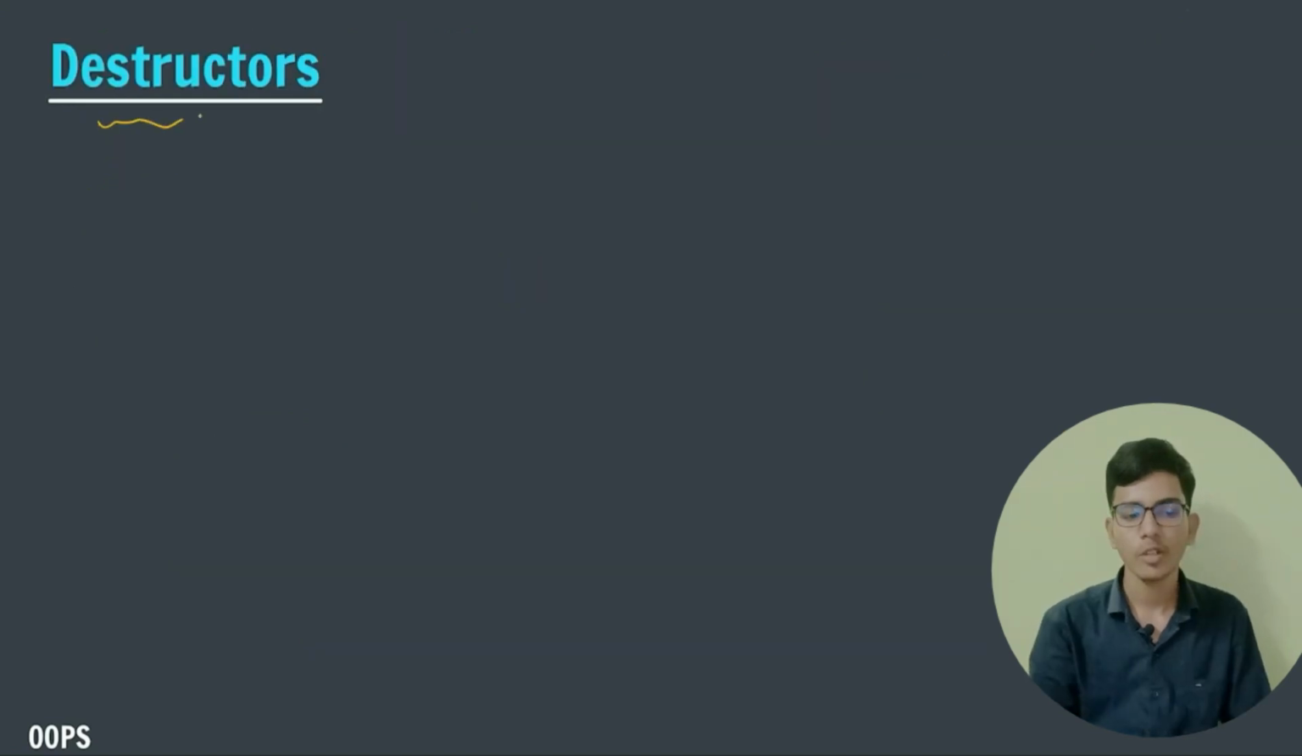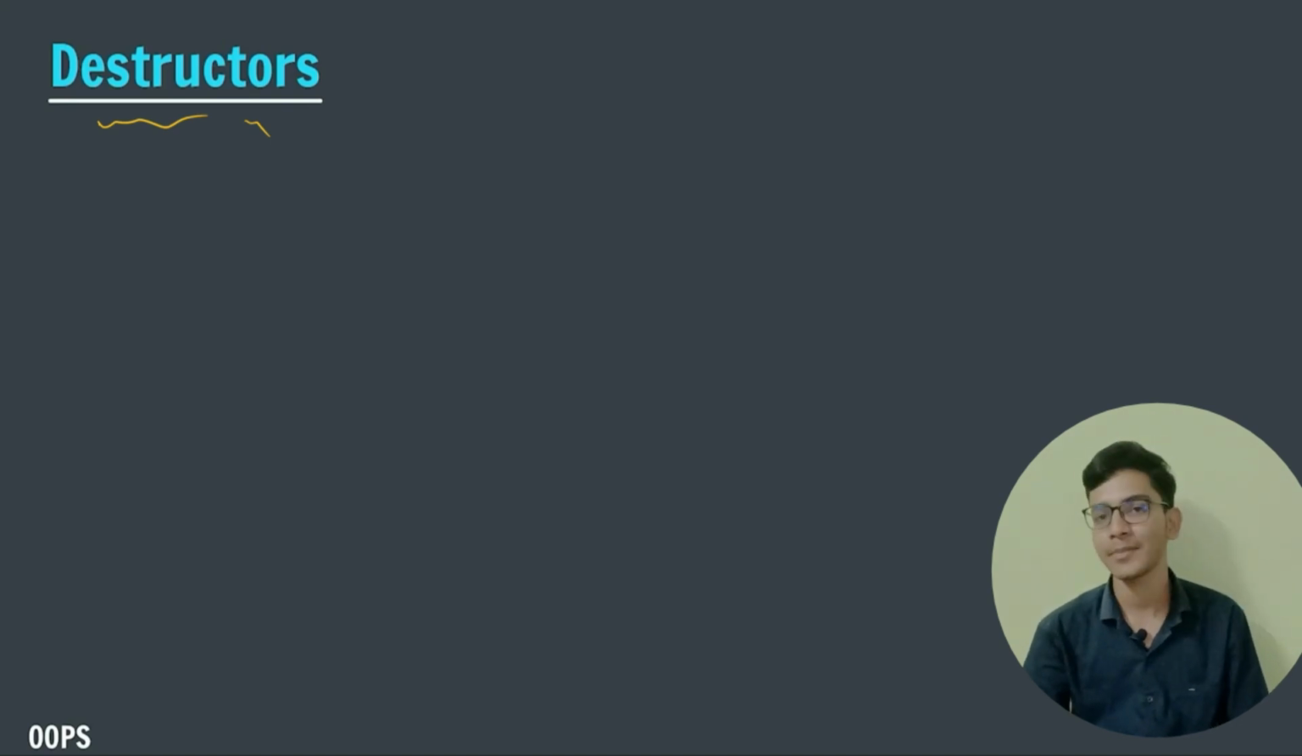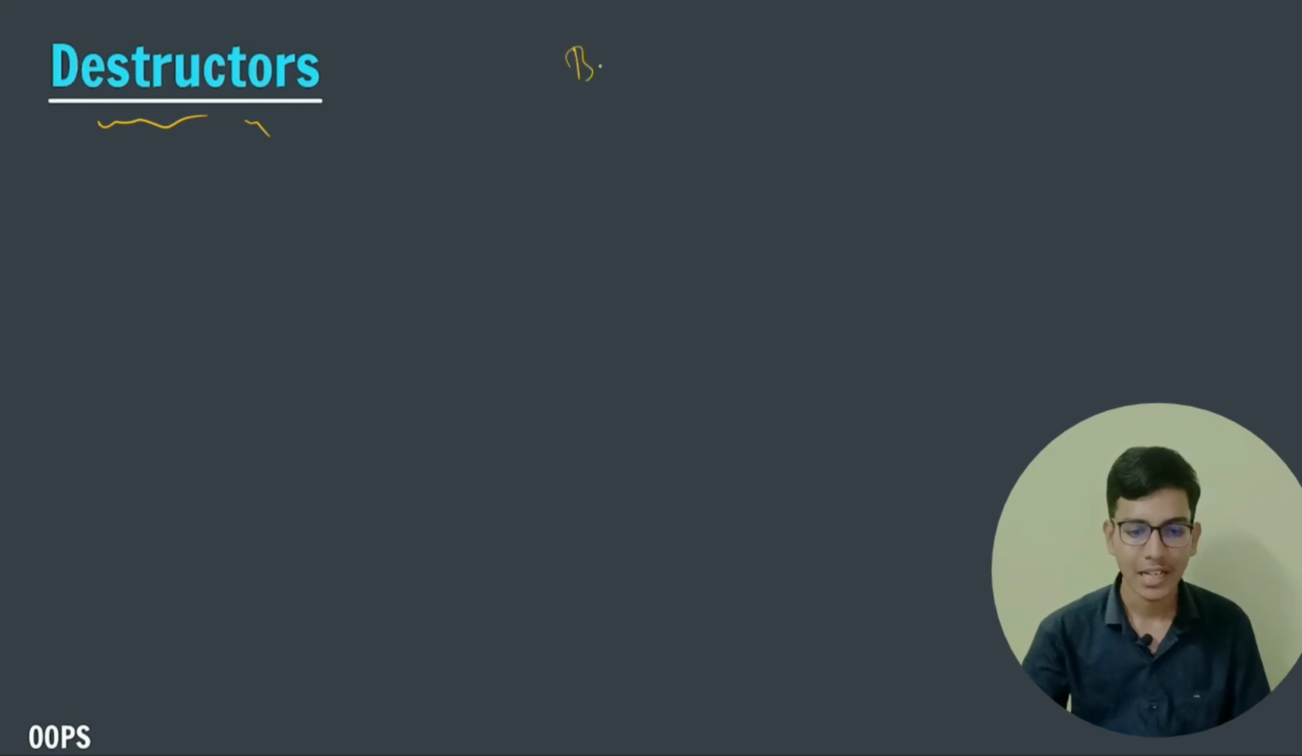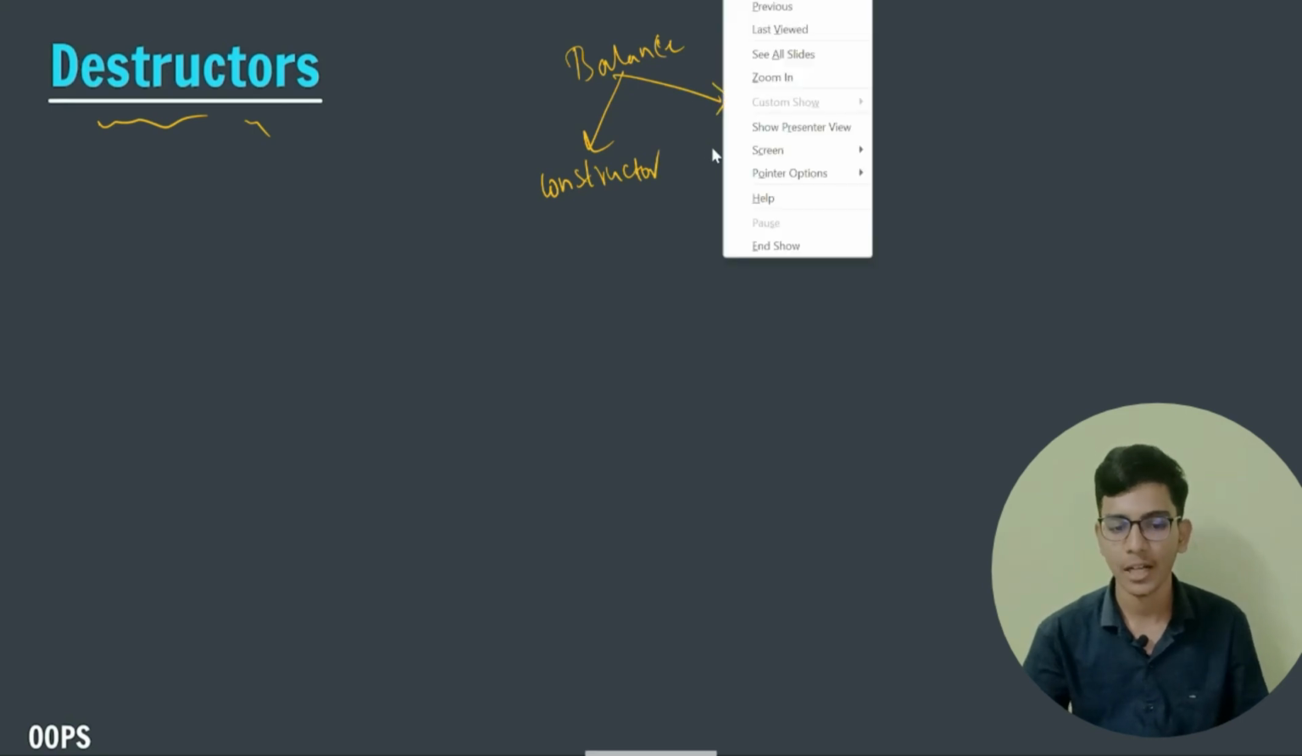Now let us talk about destructors. In the universe, balance is very necessary. Thanos and Batman said that balance is very much needed. Similarly, we have constructors, and similar to that we have destructors. Destructors are nothing but freeing up space.